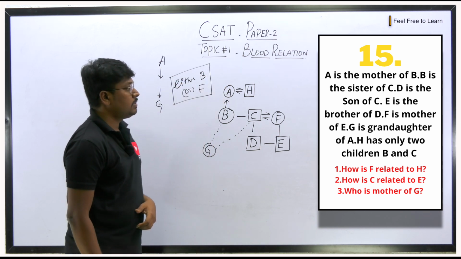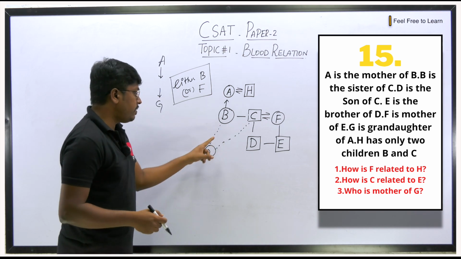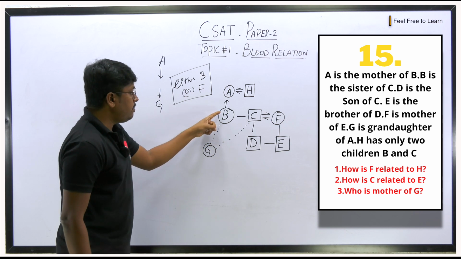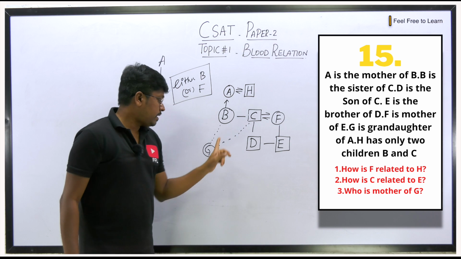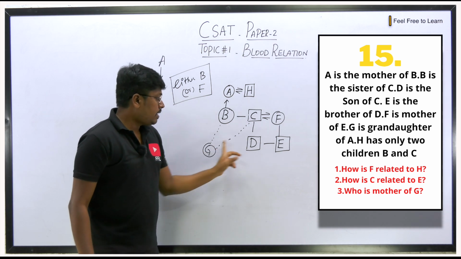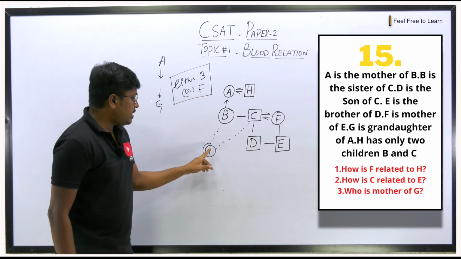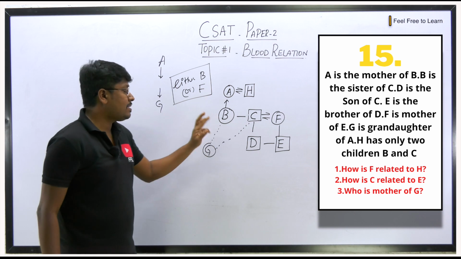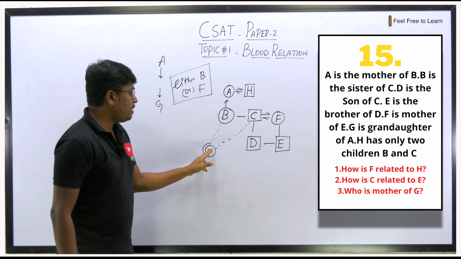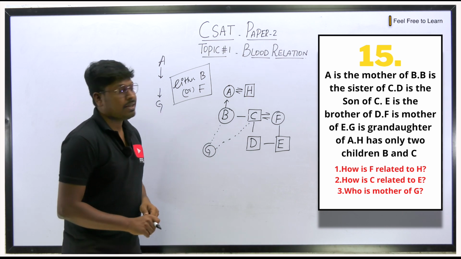So this can be the answer for the last third question, right? Because we can't fix this. So G can be B's daughter or G can be C's daughter. If the person G is C's daughter, then G's father will be C, G's mother will be F. If the person G is B's daughter, then G's mother will be B. So there are two chances, right? Either G's mother can be B or G's mother can be F. So that's it. This will be the answer for the last question.